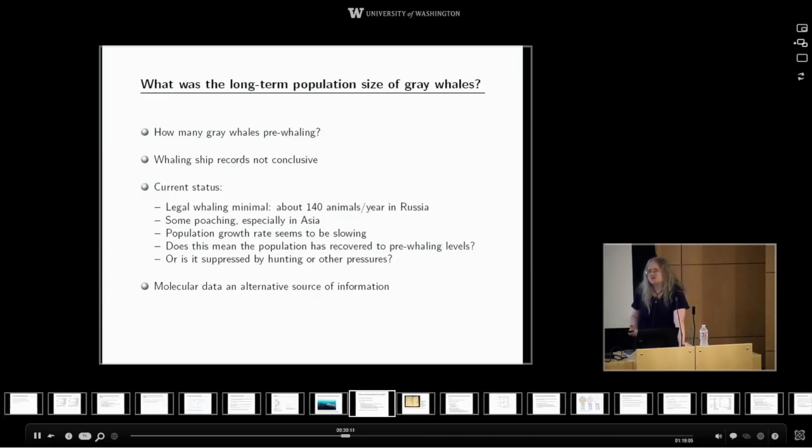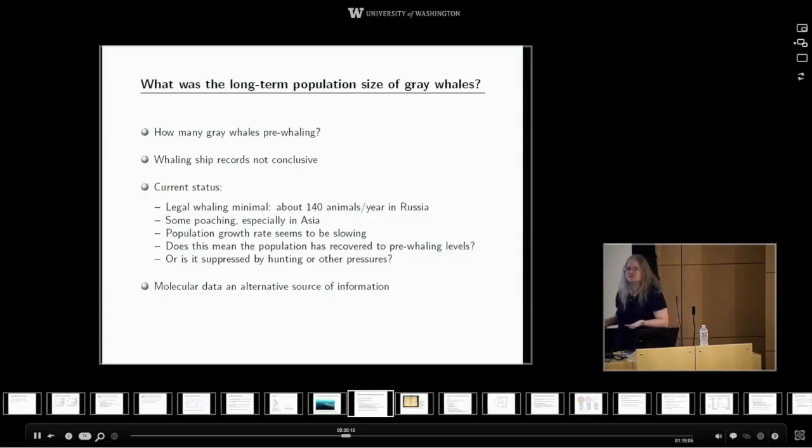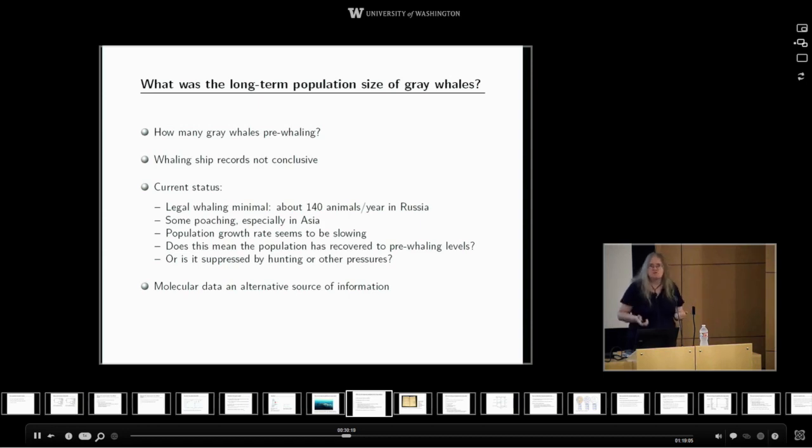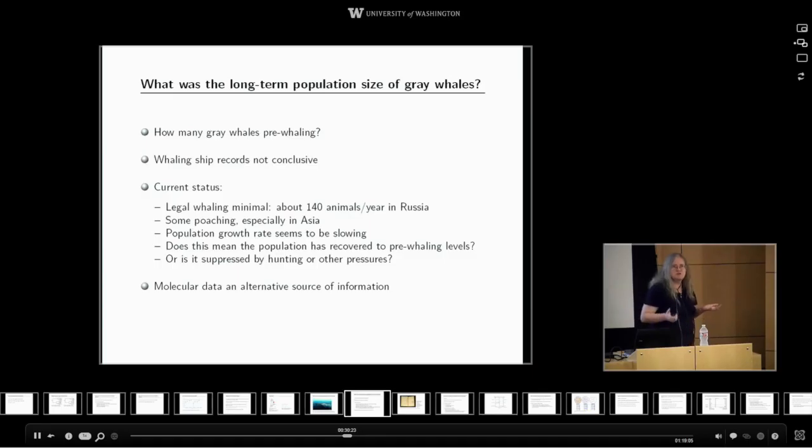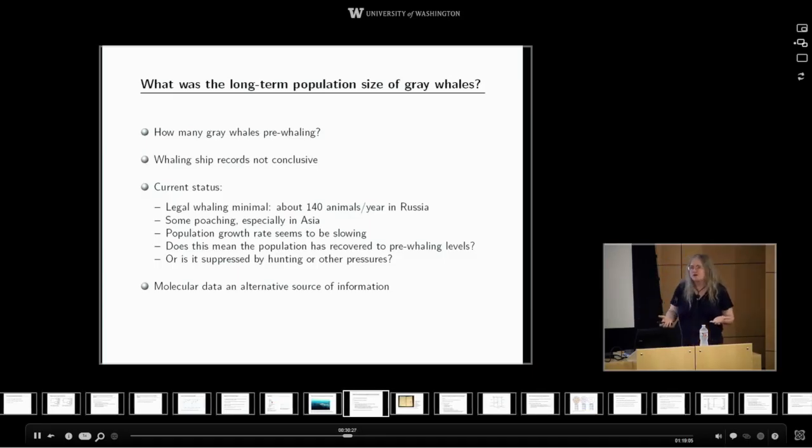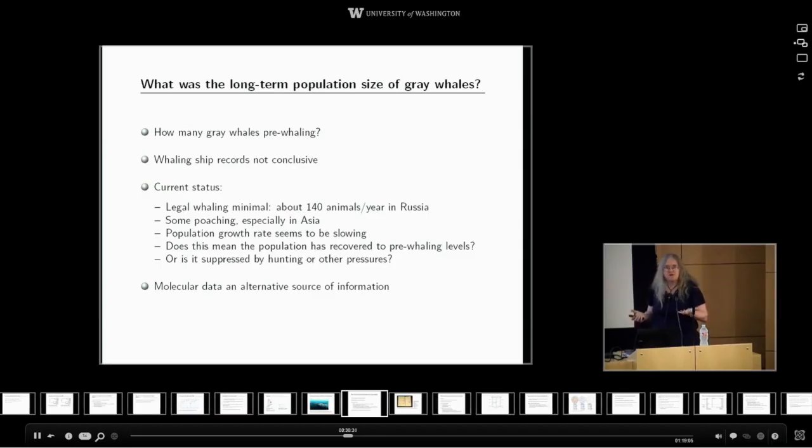After whaling was essentially terminated, gray whale populations began to recover, but lately that recovery seems to be slowing. And the question is, is that because we've gotten back up to pre-whaling levels of the animals? Or are the populations slowing because they're being suppressed? Could be there's still too much whaling for their good health. Could be that there are environmental pressures that are preventing them from making a full recovery. We'd like to know what's going on.